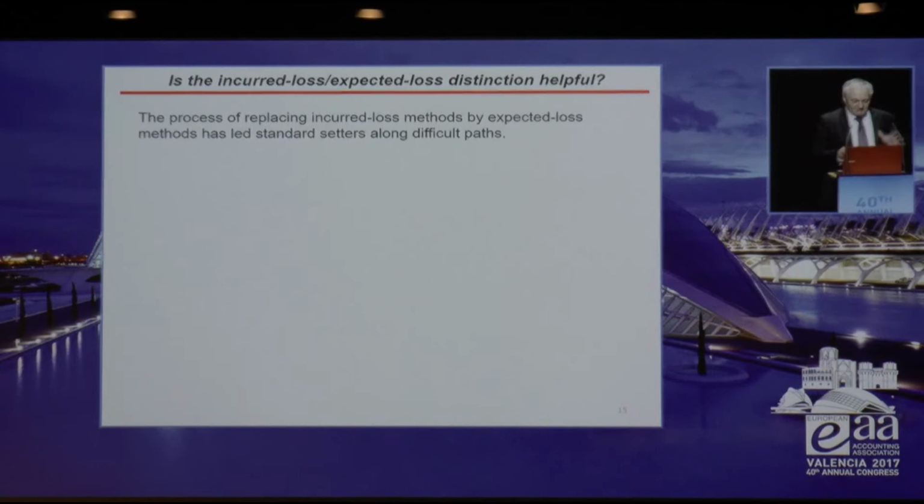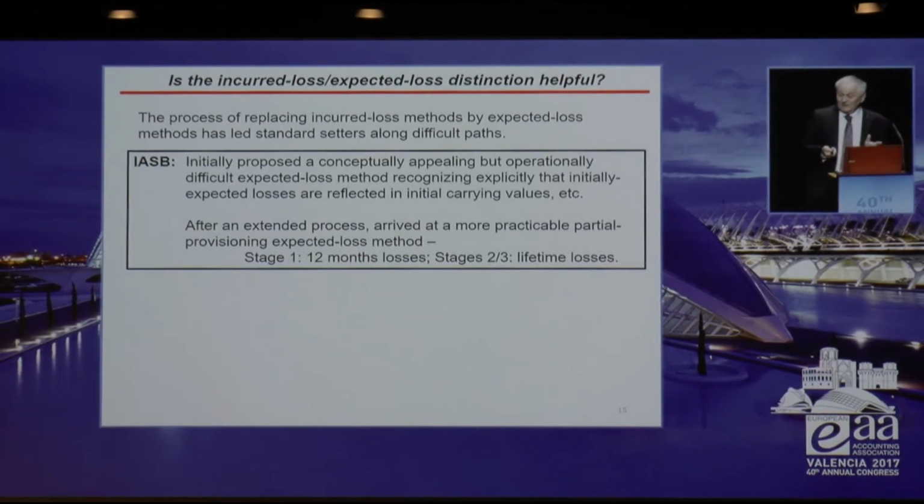Now, the question that I particularly want to get to here is the question of whether the incurred expected loss distinction itself has been helpful. In trying to get away from the incurred loss model, the standard setters have embarked upon the creation of these expected loss models, and this has led them along difficult paths. So the IASB have had a fairly protracted process of getting from their conceptually appealing but operationally difficult model to something that was pragmatically operational.